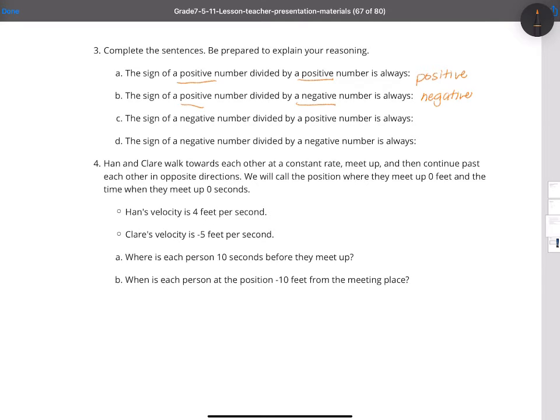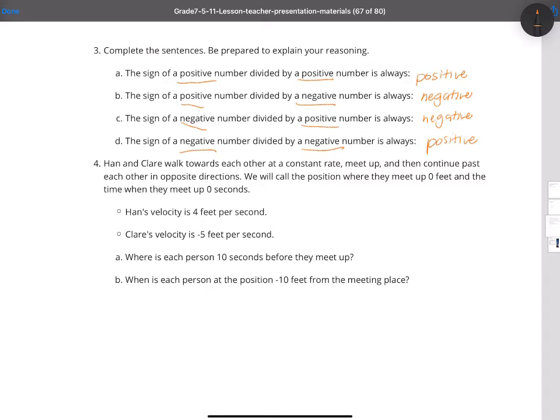Okay, so then the sign of a negative number divided by a positive number is still different, so it would be a negative outcome or quotient. And then the last one is a negative number divided by a negative number. Both the signs are the same, so the answer would be positive.